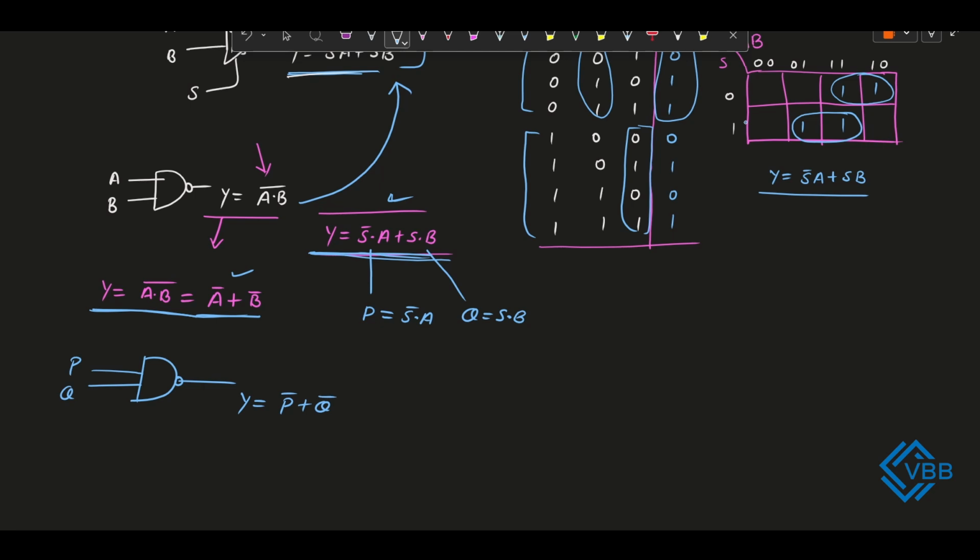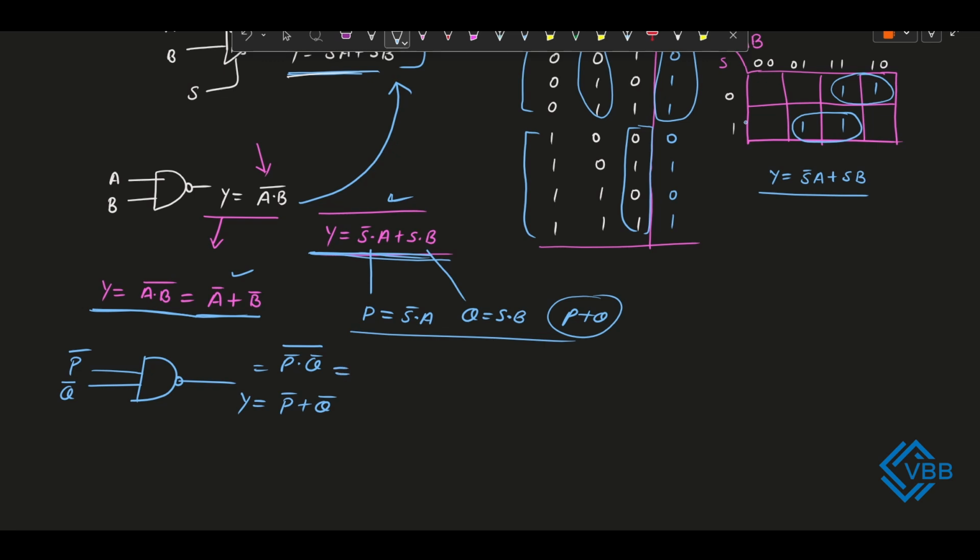Tell me one thing, we do not need complemented P only, because we need this expression here, P plus Q. So if I want P instead of P complement, and Q instead of Q complement, then if I provide complemented inputs here, meaning instead of the normal input we provide P complement and Q complement, then the output can be obtained like this: P complement into Q complement and whole complement.